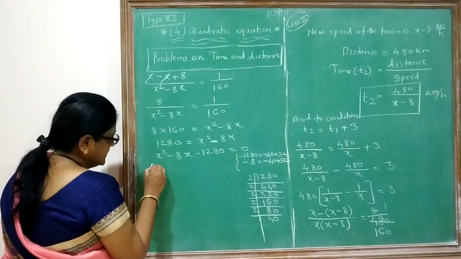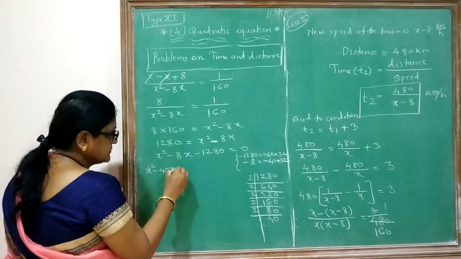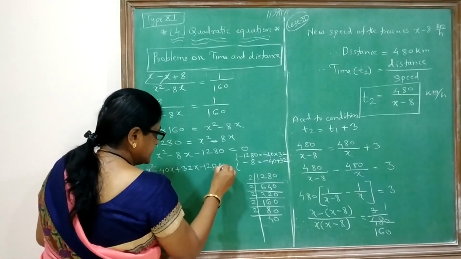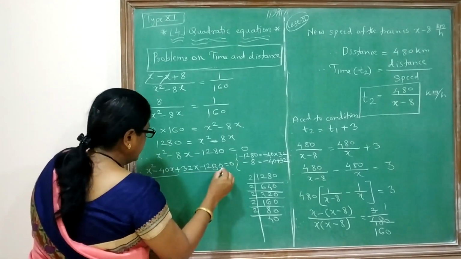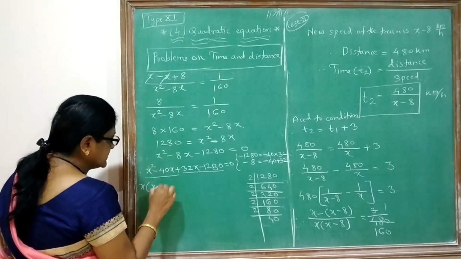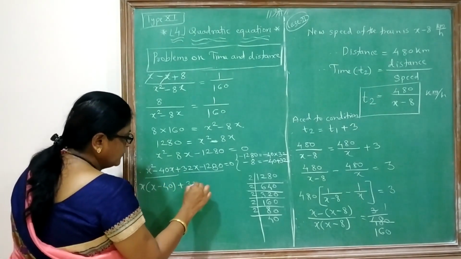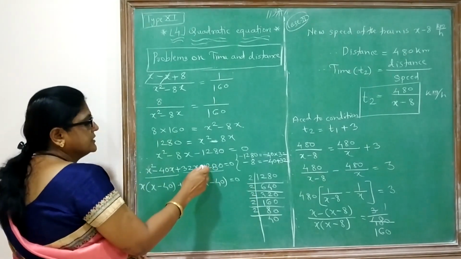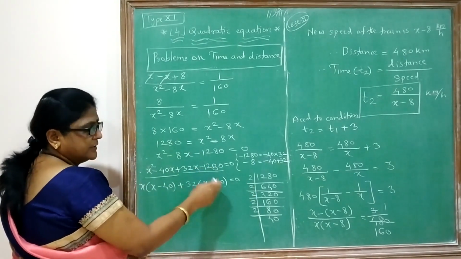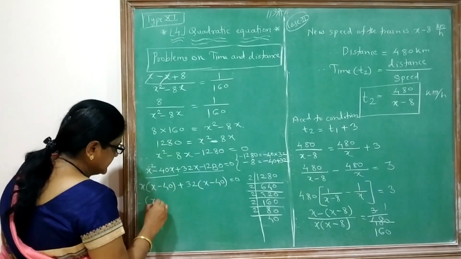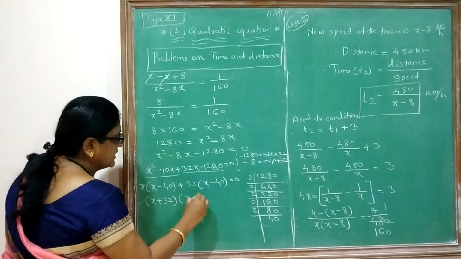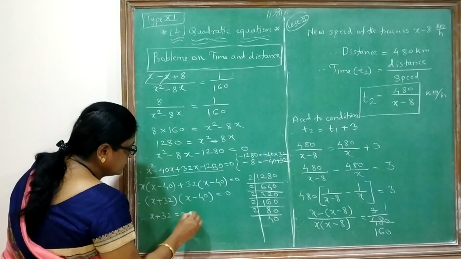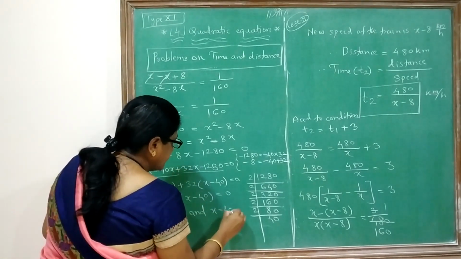And then here you will write x square minus 40x plus 32x minus 1280 equal to 0. Then take a common term, that is x is common. In brackets x minus 40, plus 32 is common, in brackets x minus 40 equal to 0, because 1280 divided by 32 you will get 40. Then two brackets are taken, that is x plus 32 and x minus 40 equal to 0. Therefore x plus 32 equal to 0 and x minus 40 equal to 0.